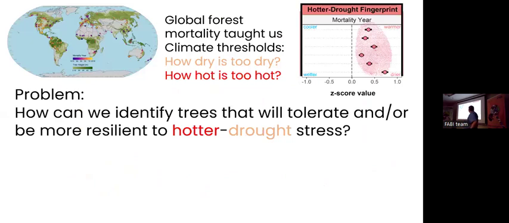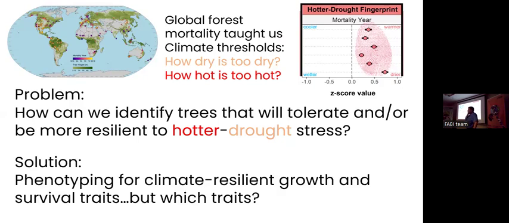And so we are able to quantify how hot is too hot and how dry is too dry, but a problem that remains is how can we identify trees that would tolerate or be more resilient to the hotter drought stress that's coming in the future, now that we've seen these projections. And this gets into, I think, why Bernard asked me to come today: to share with you some of the methods I use as an ecophysiologist to screen or phenotype through different plant materials and understand what might be more or less resilient to these stresses.